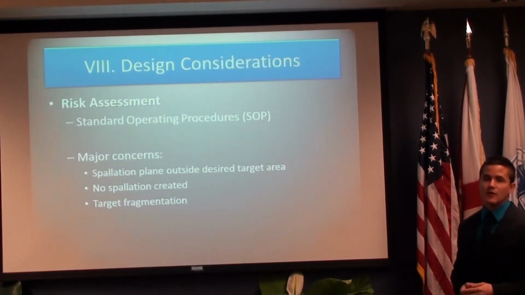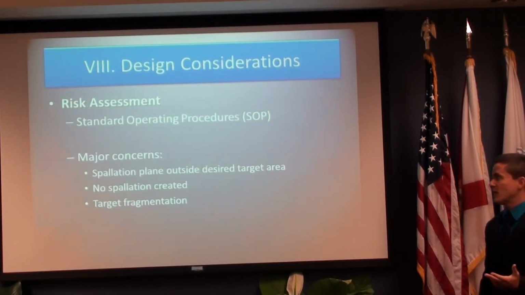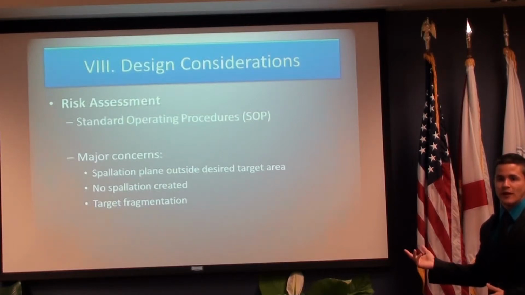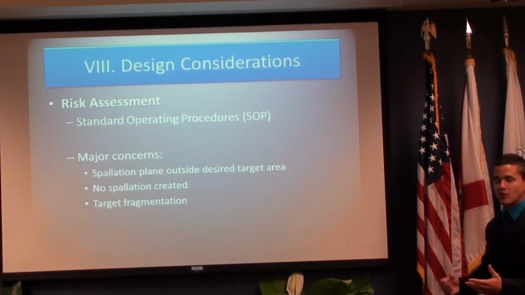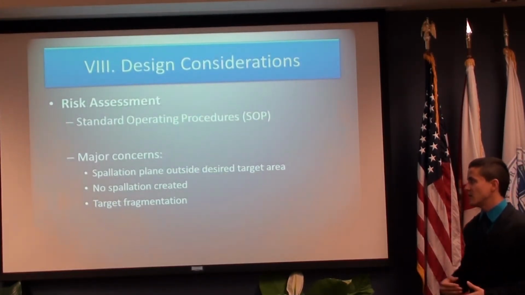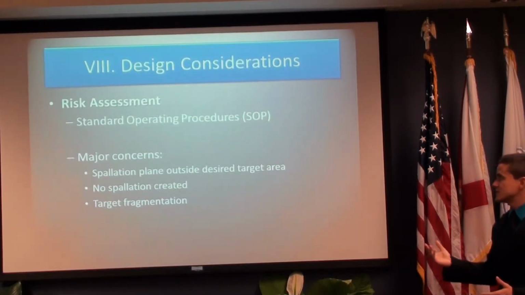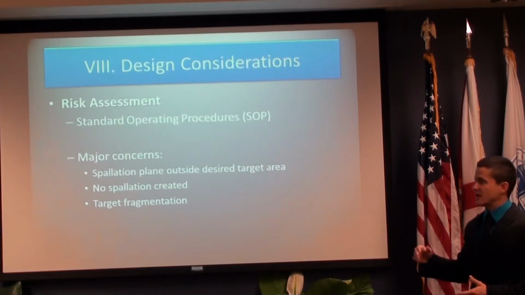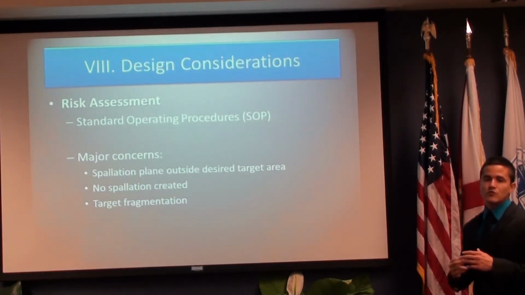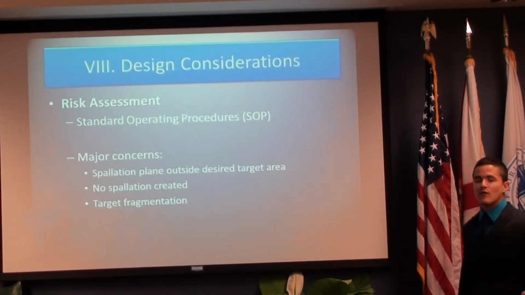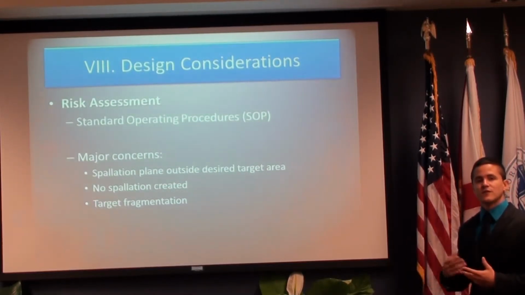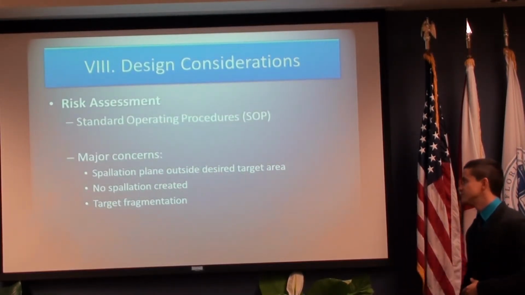The safety risks that are incurred from firing the gun and doing the experiments are covered by the standard operating procedures in place at the AFRL lab, so we don't need to worry about safety when designing the experiments. But what we do need to concern ourselves with is if we achieve a spallation plane that is outside of the desired target area, if we don't generate any spall whatsoever, or if we have complete target fragmentation, which would make it impossible to do studies on the soft recovered target specimen.